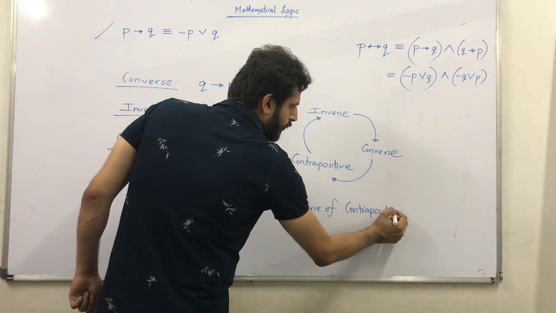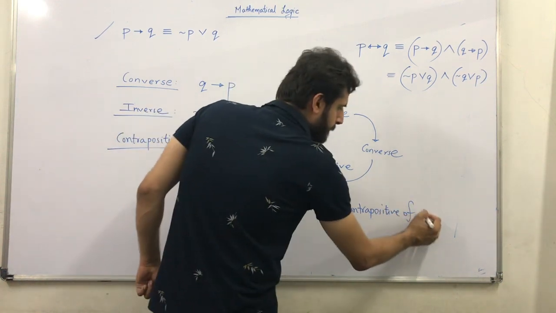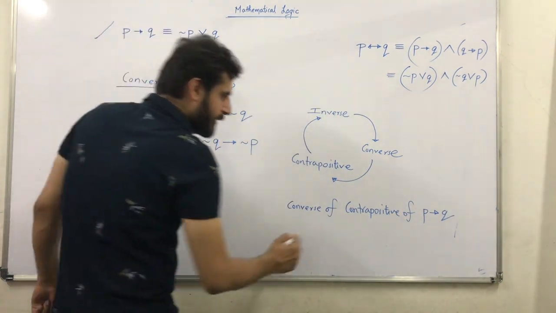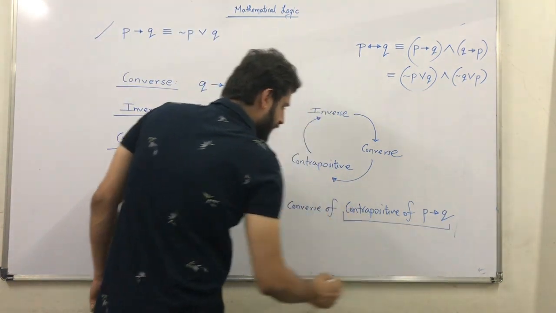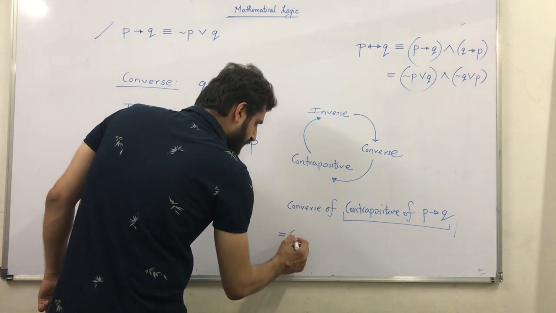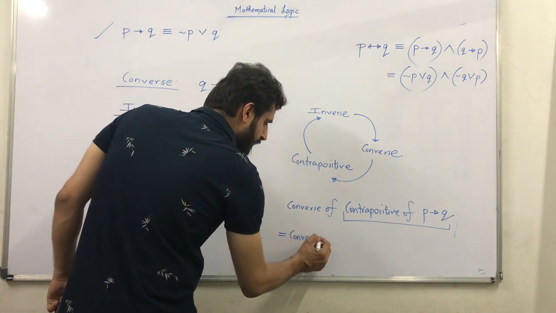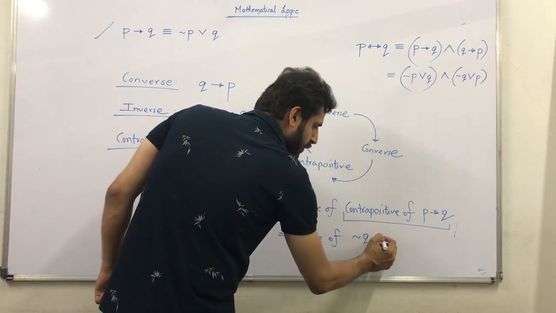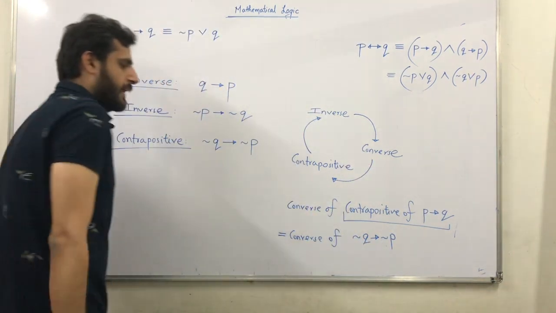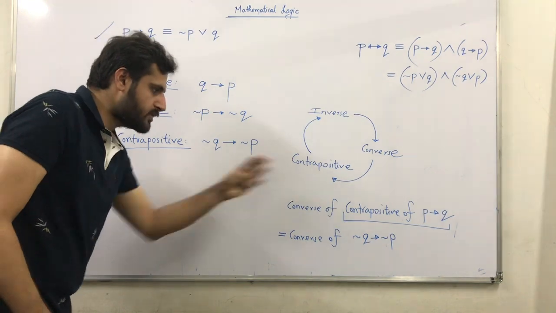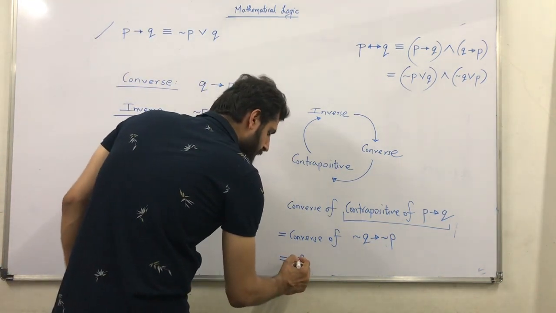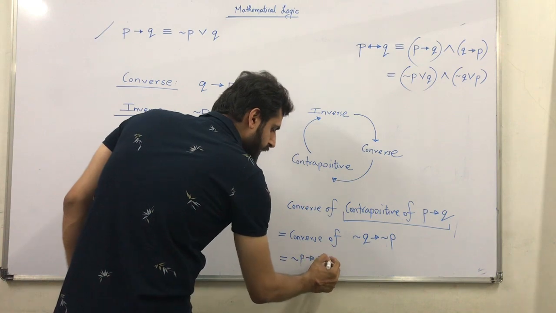Converse of contrapositive of P implies Q. So first we are going to take the contrapositive of P implies Q. The contrapositive of P implies Q will be negation Q implies negation P. And the converse of negation Q implies negation P will be negation P implies negation Q.